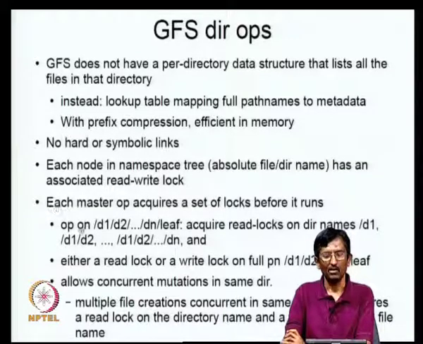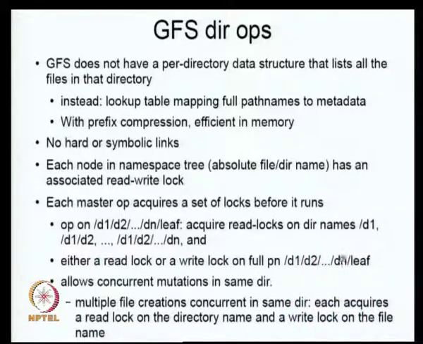Both are taken. For example, if you are doing an operation on /d1/d2/dn/leaf, then you would take all the read locks up to this point, and depending on the operation, a write lock on the full path name. So you take read locks only on each of the directory names. This allows concurrent mutations in the same directory.